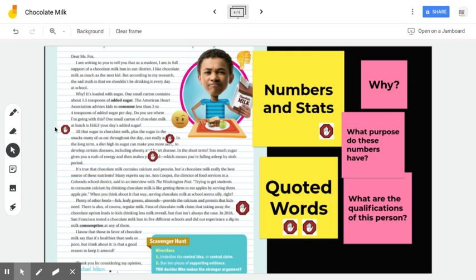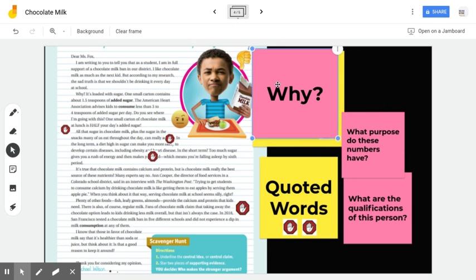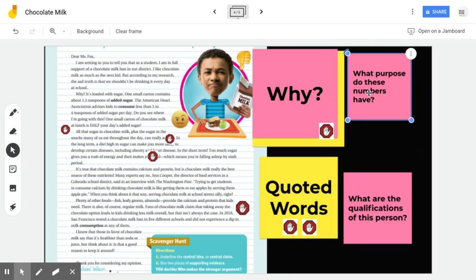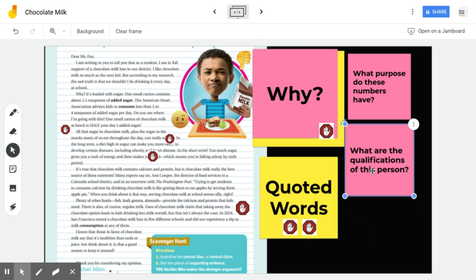All right, so I'm just noticing there were 4 different points where they had numbers and stats or quoted words. So that question of why were those important? I would say the purpose is to explain the health benefits, or the health issues, of chocolate milk, and the qualifications of that person that they quoted.